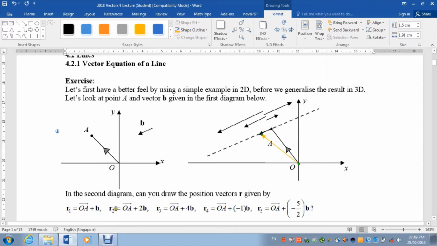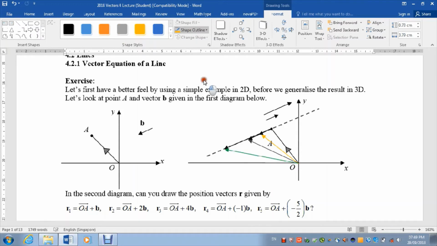Now you can do the same for the rest, and if you do it quickly, you will realize R2 is also a position vector of a point on the line. And then suppose R3 is OA plus 4 times B. So suppose this arrow here is 4 times B, and then you will have a resultant, this. So this vector in green is your position vector, which represents R3.